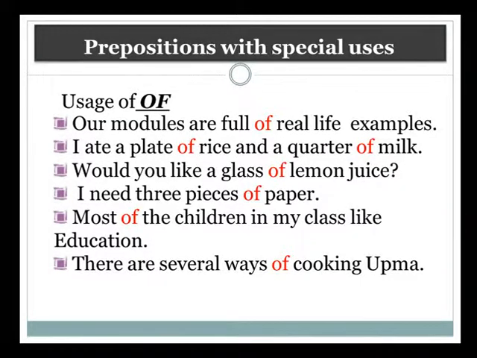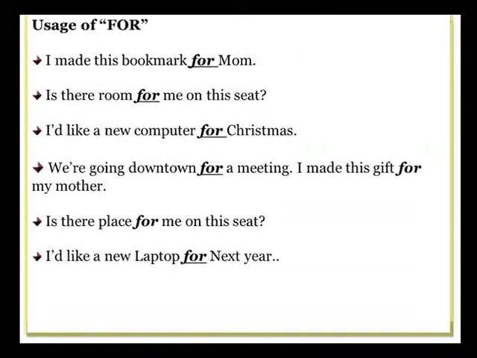After learning the usages of, we'll come to for. I made this bookmark for mom. For here, the usage of for indicates for whom the job has been done. Towards whom? Whom have you targeted in order to make this bookmark? The person has targeted mom. That means I made this bookmark for mom.